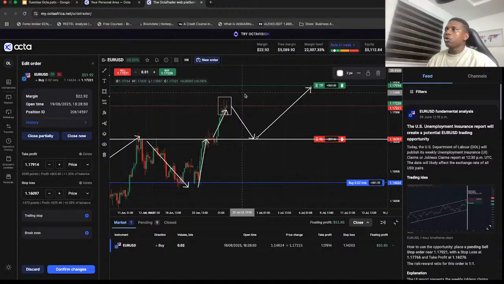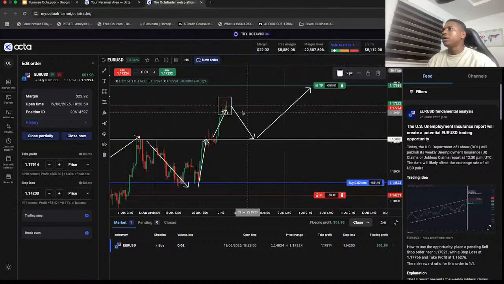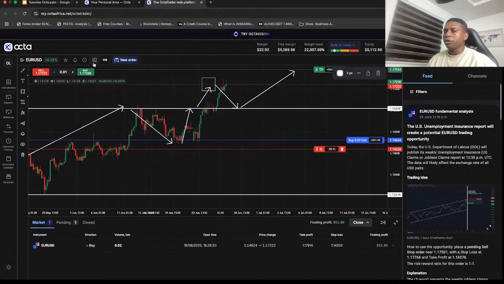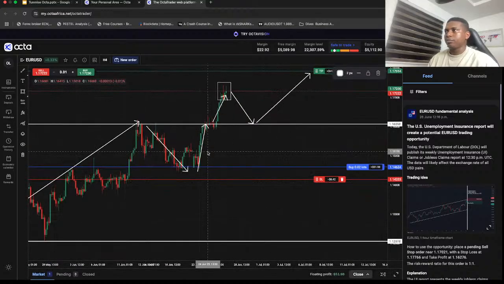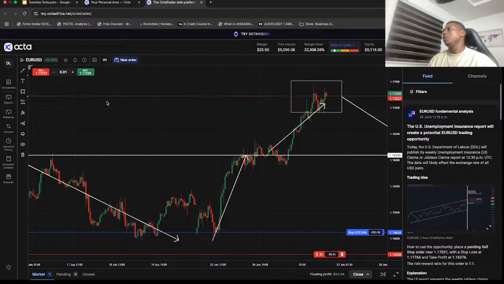So that's it. Currently, there is a higher probability that price will push back a bit before going up again. So you want to watch out for the decision of price within this range. Very, very important. So let's go down to the 1 hour time frame to see what is going on.